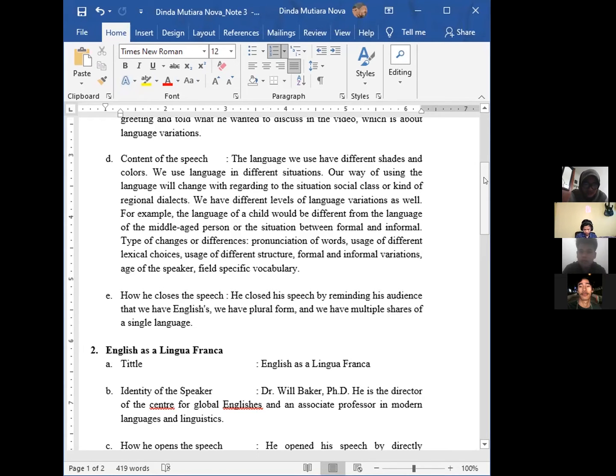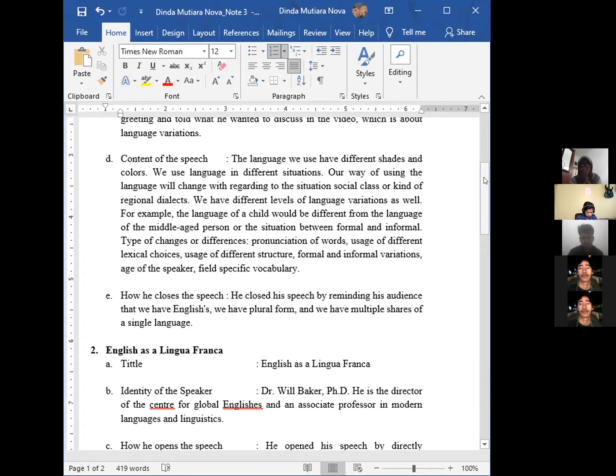And then the second is usage of different lexical choice. For example, in British English we call it biscuit. Meanwhile, in American English, we call it cookies. And then usage of different structure. For example, when talking to an educated person, I think he surely talks with a good structure. And then the next is formal and informal variation.